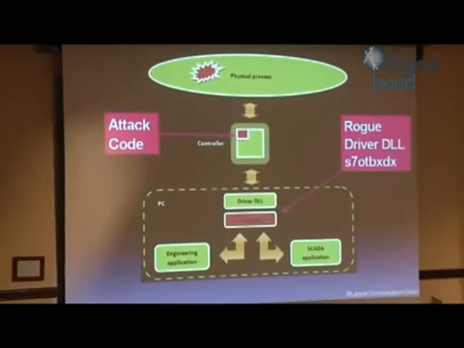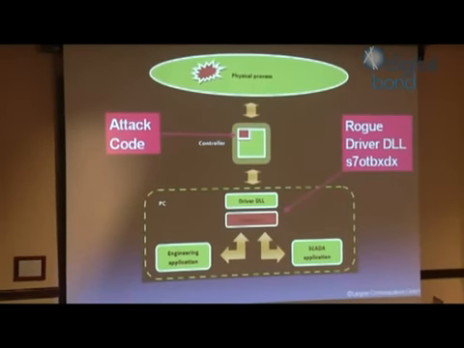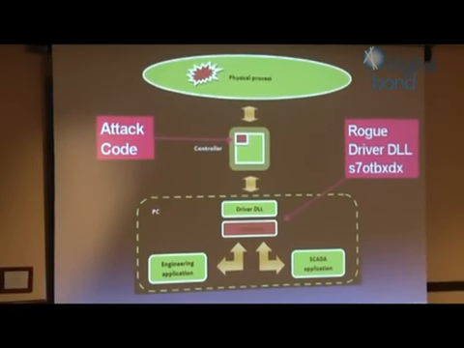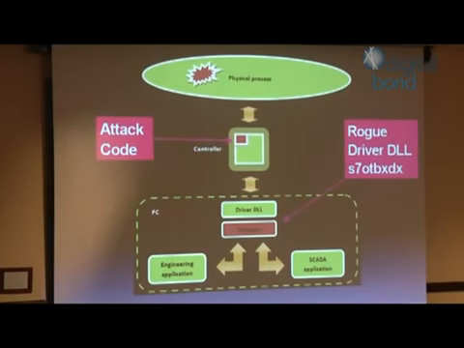As you know, the actual damage is done within the physical process. And this attack code right here is actually embedded in the wrapper, in this rogue DLL named S7OTBXDX.DLL, which is the original name of the legitimate DLL, but it's renamed by Stuxnet. So this is the original DLL, and Stuxnet just installed the driver.